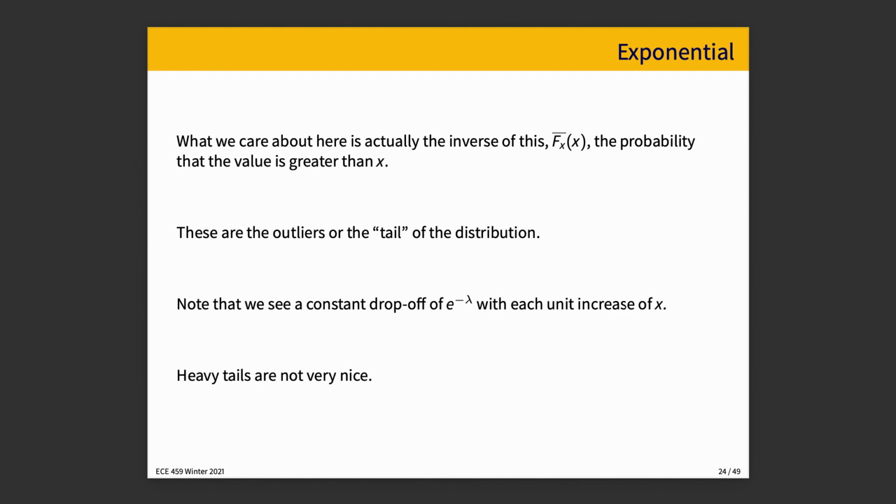And if you have an exponential distribution, then you see a drop-off of e to the negative lambda with each unit increase of x. And so it prevents a sad situation where you have a very heavy tail. That is to say, you have a lot of outliers, things that are above this threshold.